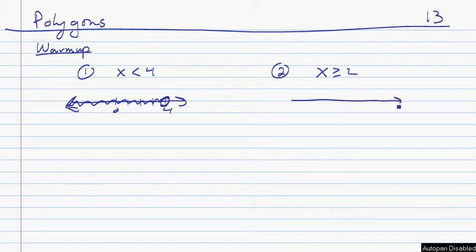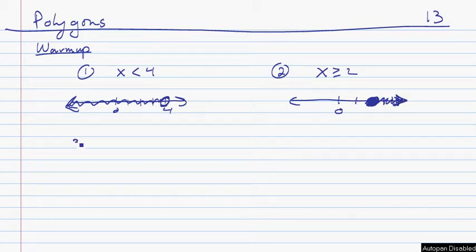Okay, and so on the other side here, I have 0, and I have 1, 2, 3, 4. I'm going to put a circle around 2. I'm actually going to fill it in at 2 because this is equal to. And then it says x is greater than or equal to 2. So I shade in the right side here.